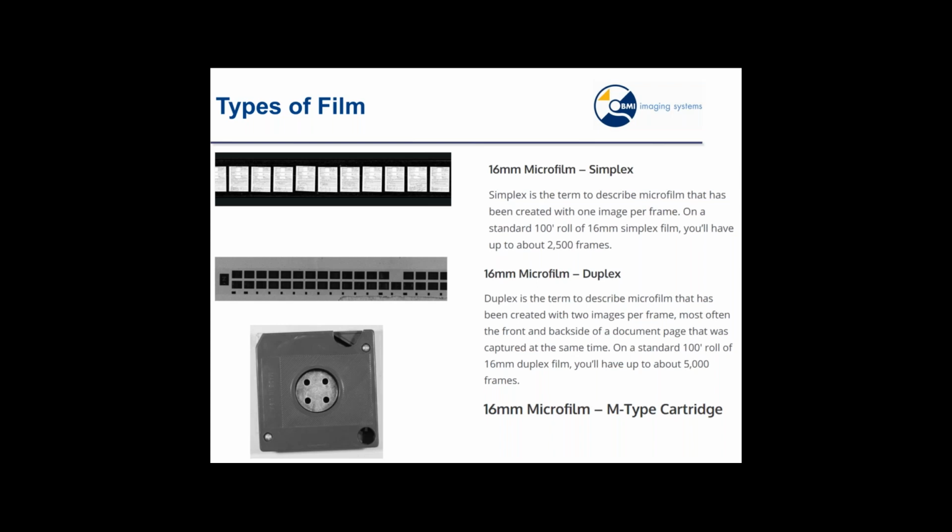So 16 millimeter, the most common type of 16 millimeter microfilm is simplex. That's what you see there in that first image, where it's just one image after another. Sometimes you'll see blips underneath it, which are those tiny little boxes that you see in the second image. That's not going to affect the cost, but we can talk about that in the indexing portion. But simplex is just where it's one image after another. It's 16 millimeters.